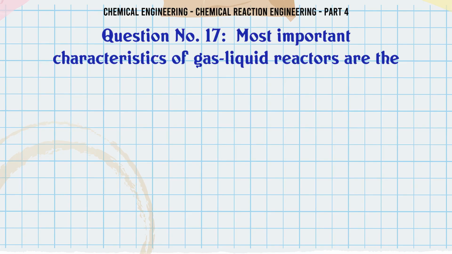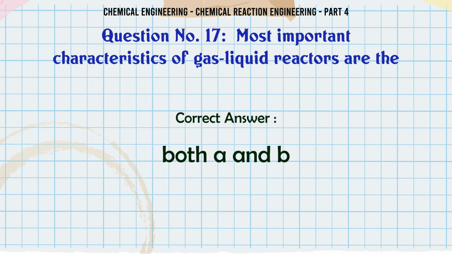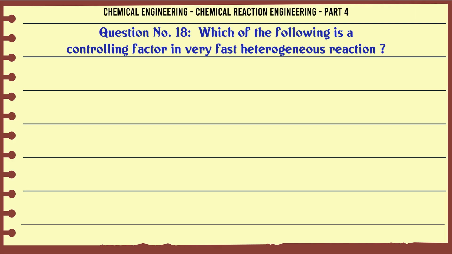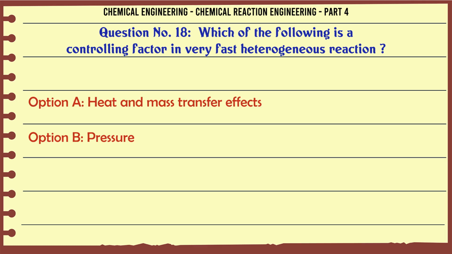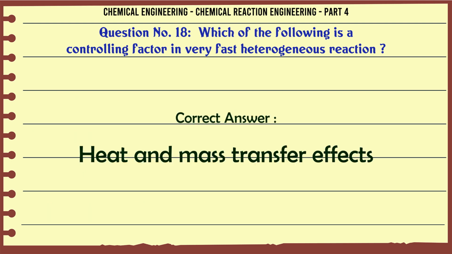Most important characteristics of gas-liquid reactors are the A. Specific interfacial area, B. Liquid hold-up, C. Both A and B, D. None of these. The correct answer is both A and B. Which of the following is a controlling factor in very fast heterogeneous reaction? A. Heat and mass transfer effects, B. Pressure, C. Temperature, D. Composition of reactant. The correct answer is heat and mass transfer effects.